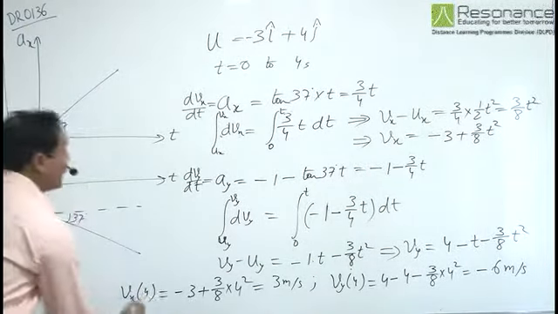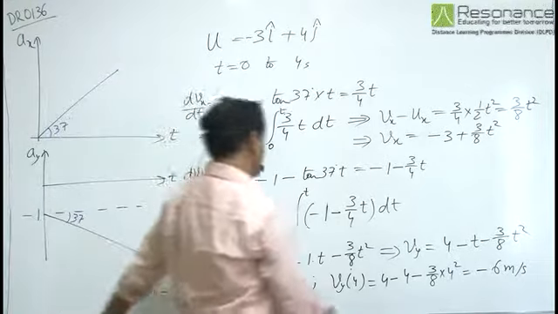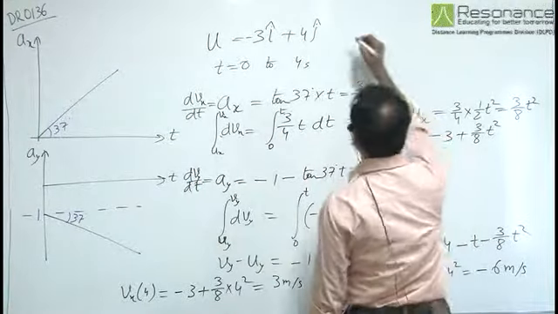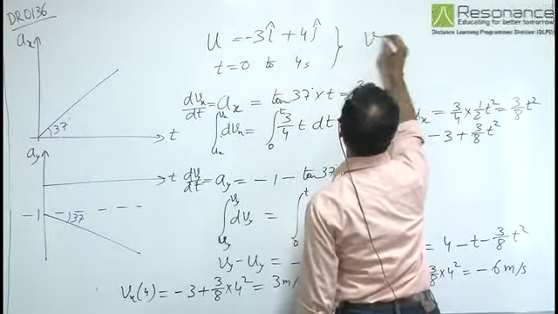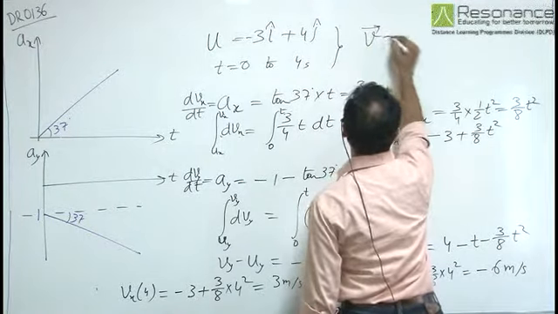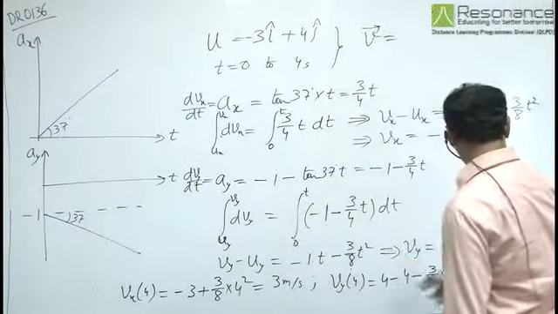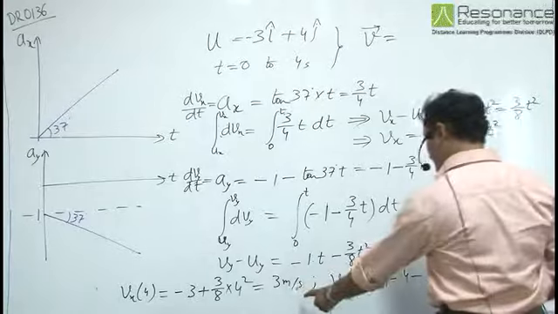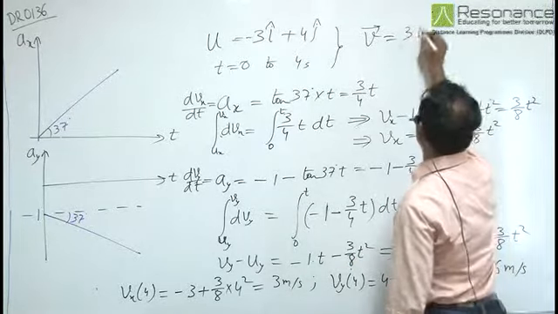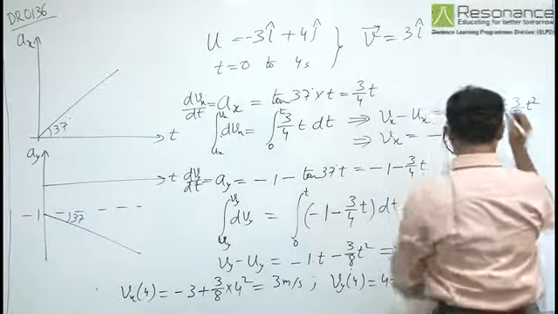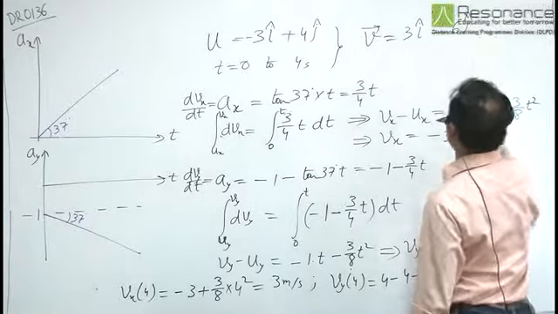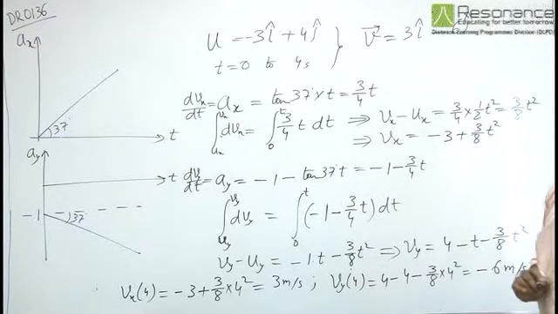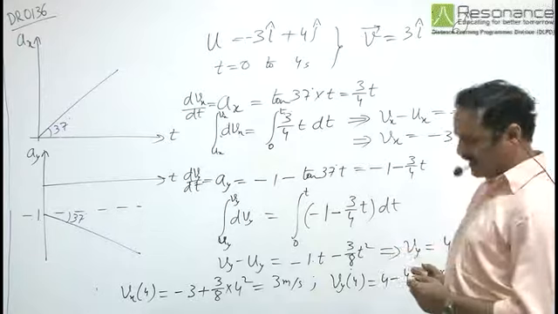So the resultant velocity at t equal to 4 seconds, we can write v to be equal to 3 i cap minus 6 j cap. This is the velocity at t equal to 4 seconds.